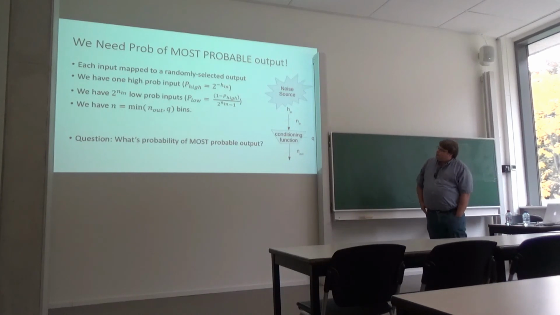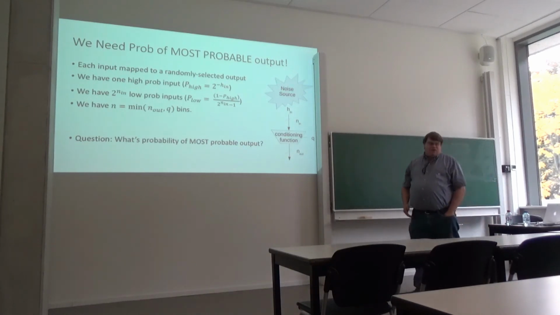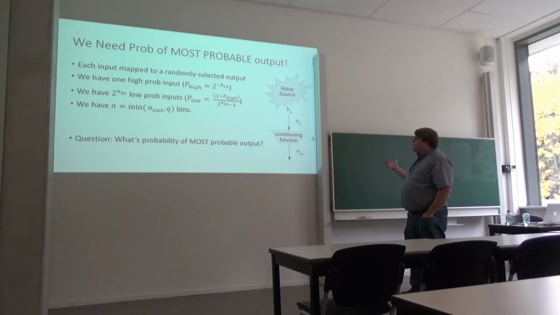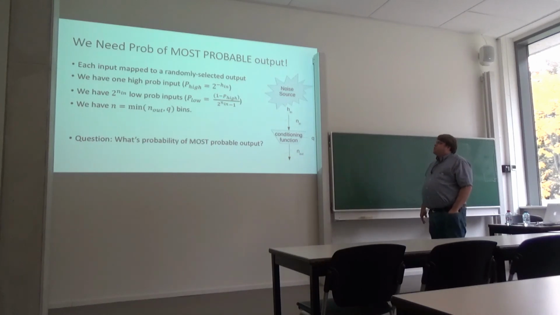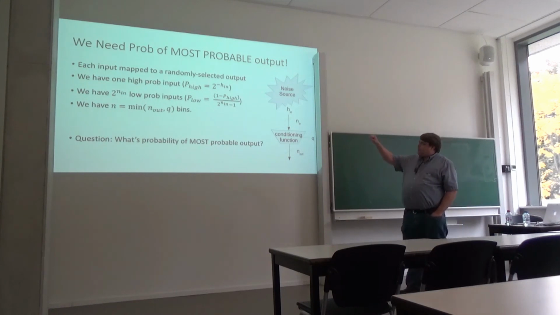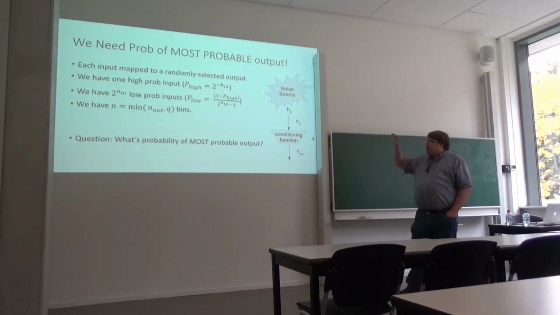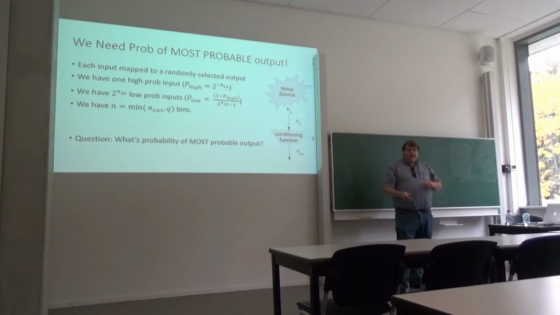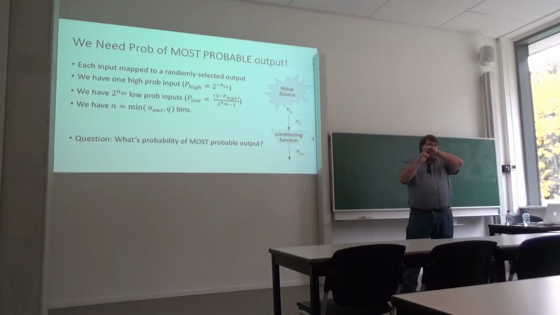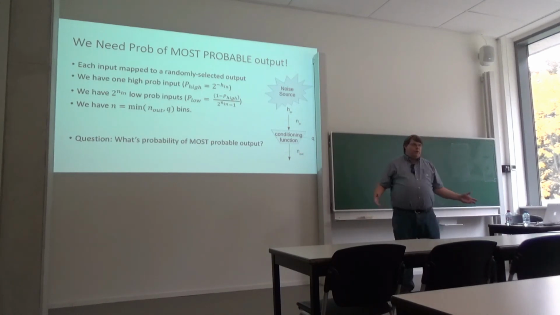So now, when we're trying to think of the min entropy of the output, we know the input distribution, at least we know something about it, we know the min entropy. We want to know what the probability is of the most probable output, right? So we've got one high probability input going in. We have lots and lots of low probability inputs going in. And they're all going to get randomly sorted into different outputs, right? Each one's going to independently choose a different output. And we want to know what's the probability at the end of the most probable output.